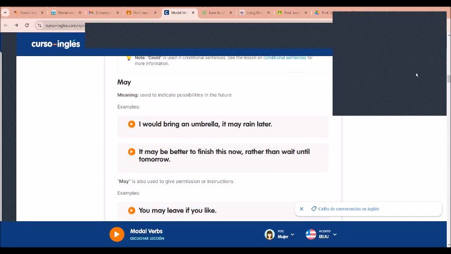May. Elizabeth? May, meaning possibly, is used to indicate possibilities in the future. Examples: I will bring an umbrella. It may rain later. It may be better to finish the show rather than wait until tomorrow. Now, I don't know about you or how good you are with the weather, but I look outside and I think, there are some possibilities. Elizabeth, do you think it may rain today?